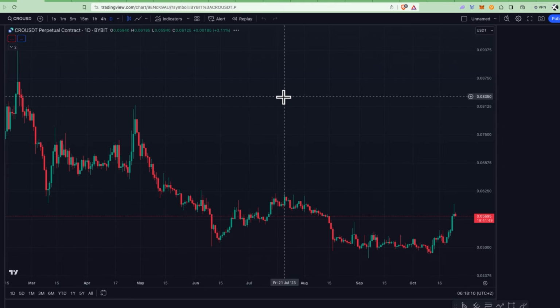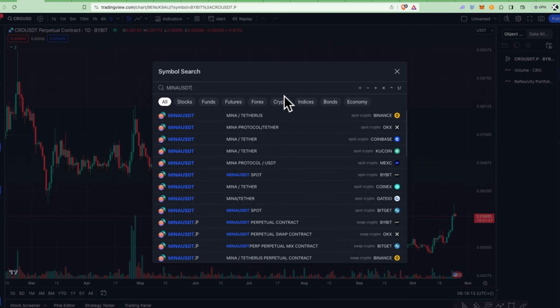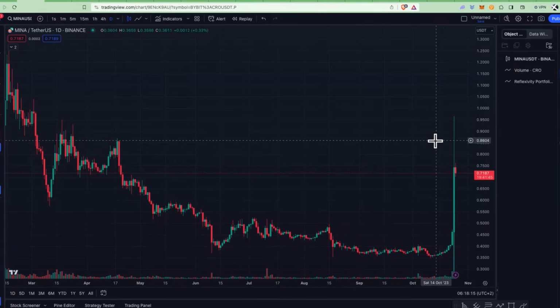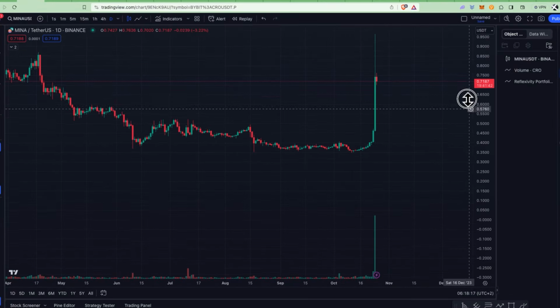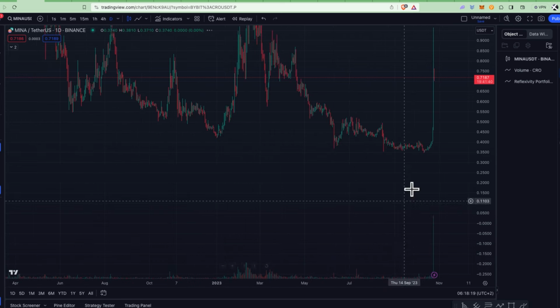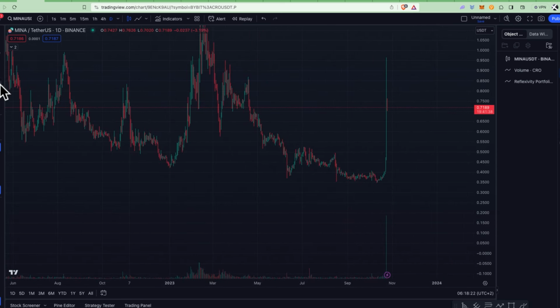We can also look at the chart and say, okay, Mina looked really good. It was primed for an explosion. It was just a matter of time. Look at how the chart has looked like for a long time. This was Mina protocol.